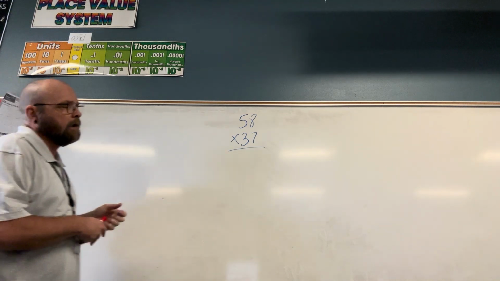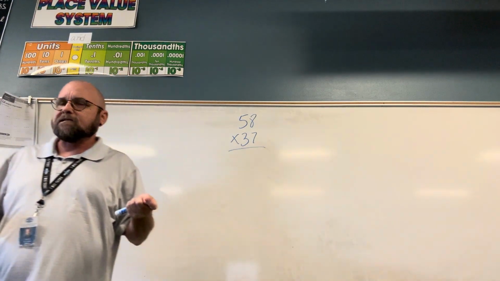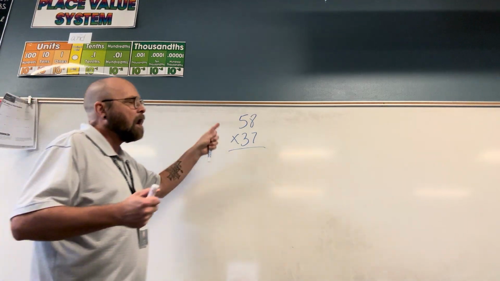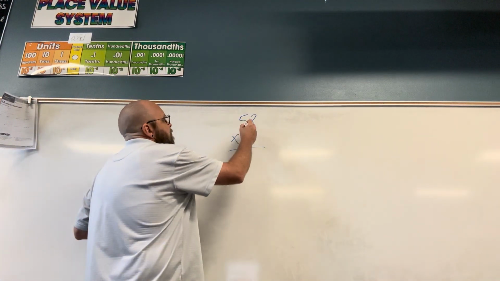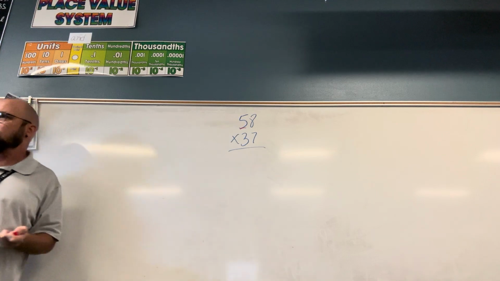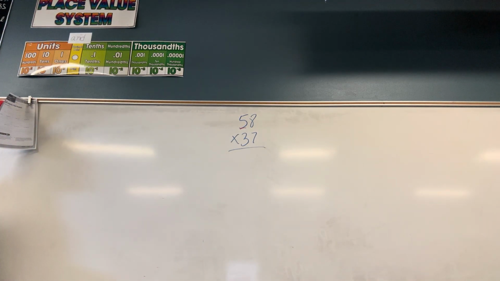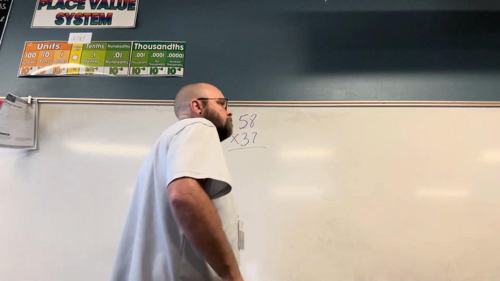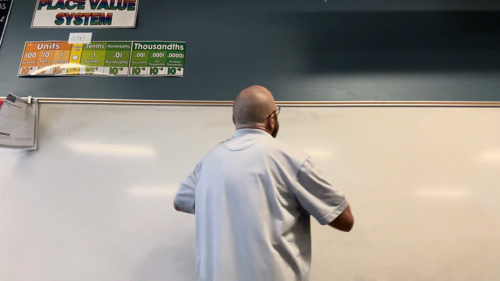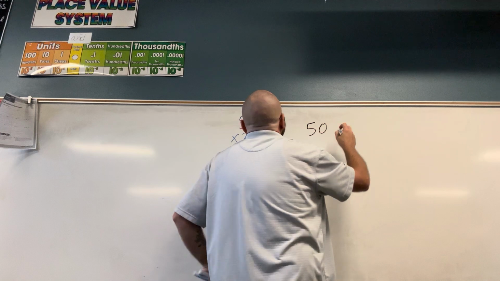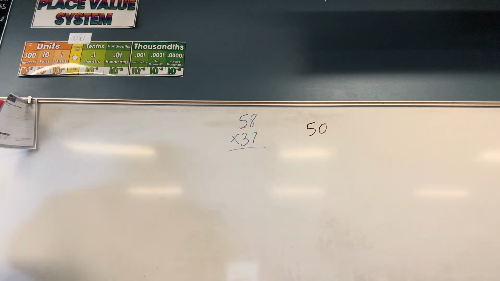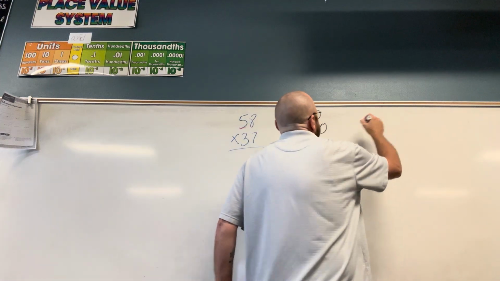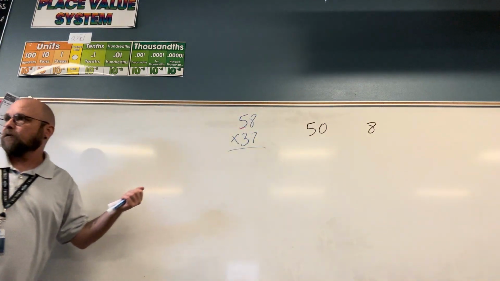But let's look at it a different way other than the standard algorithm, because I just showed you a problem with the standard algorithm. I can take this and decompose it. So the 5 is in what place? Tens place. That tells me I have 50. The 8 is in what place? Ones place. So I have 8. And if I added 50 and 8, I would get 58.